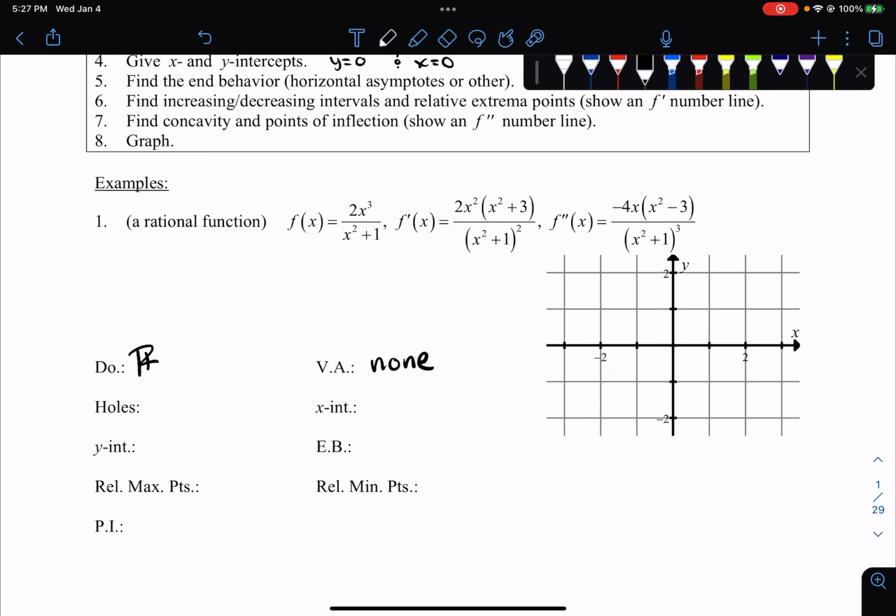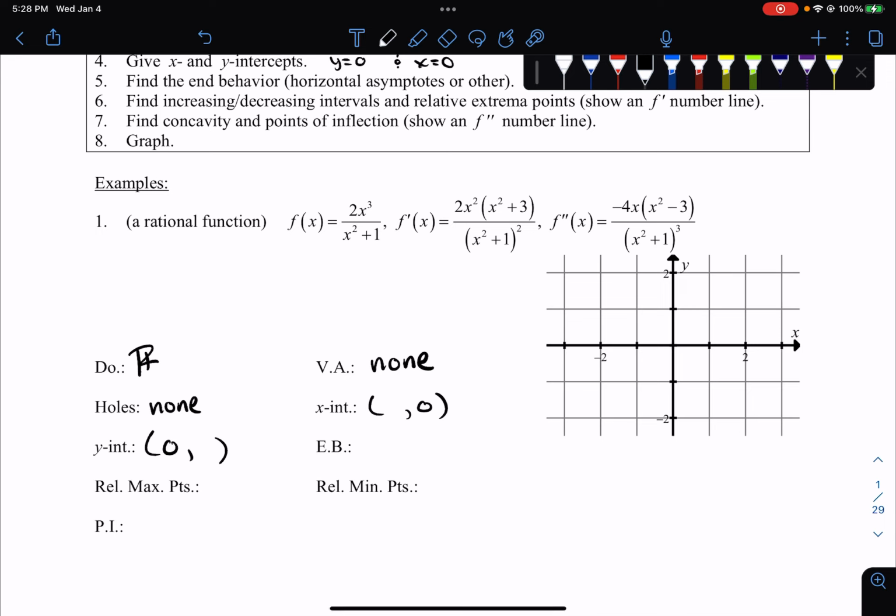And same with holes. Because nothing factors out and I don't have anything being removed, there are also no holes on this first one. x-intercepts. Now remember, to find the x-intercept, I set y equal to 0. And to find the y-intercept, I set x equal to 0.